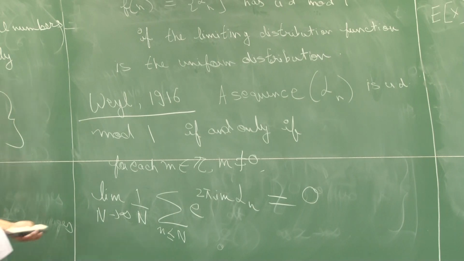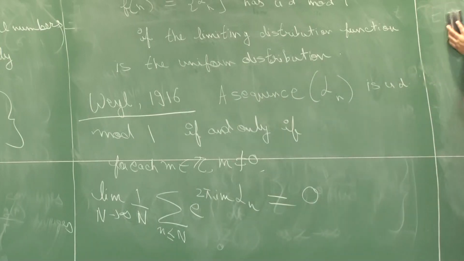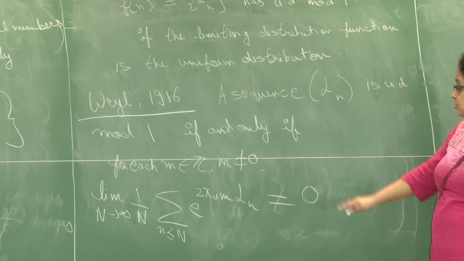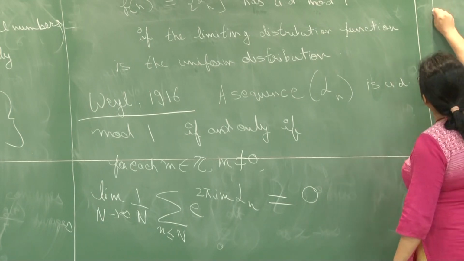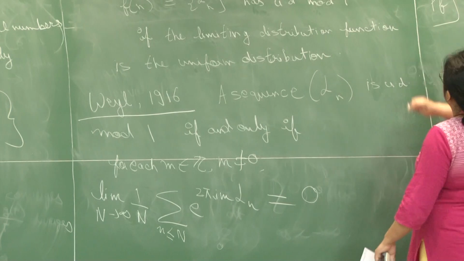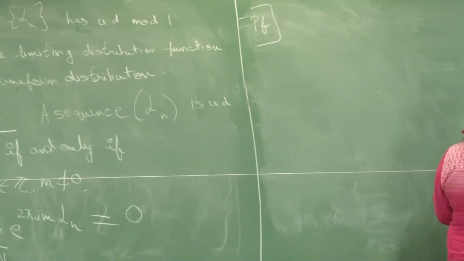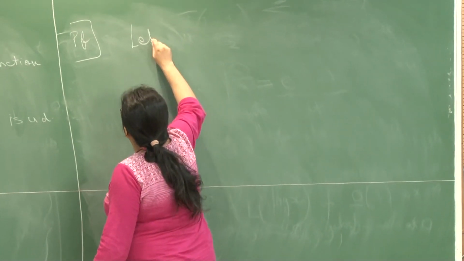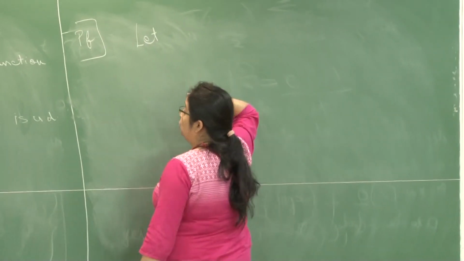This is again a very important theorem. Before I give you some examples of uniformly distributed sequences mod 1, let me briefly indicate a proof of this theorem. So, this is an if and only if condition. To prove this, what do you have to do? Let us start by proving the only if part.